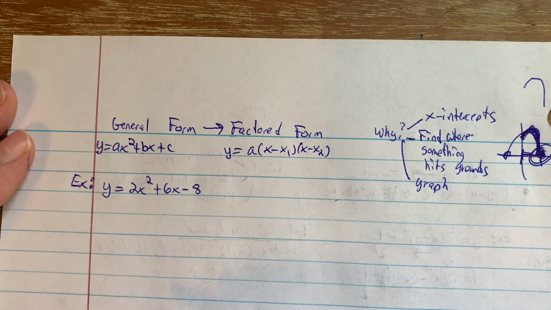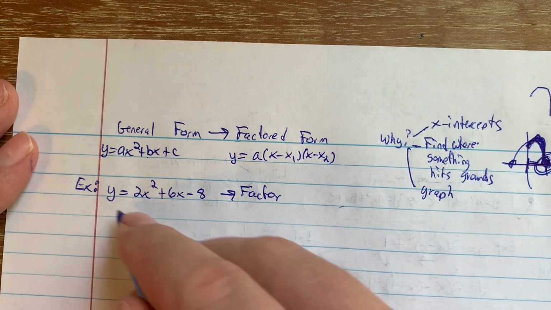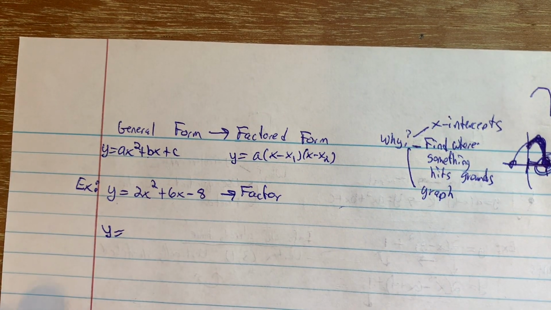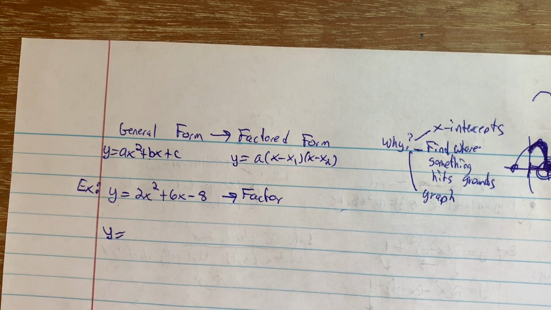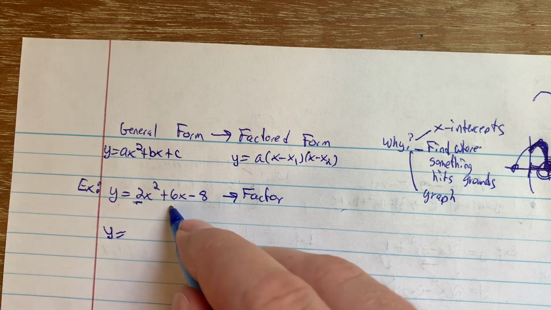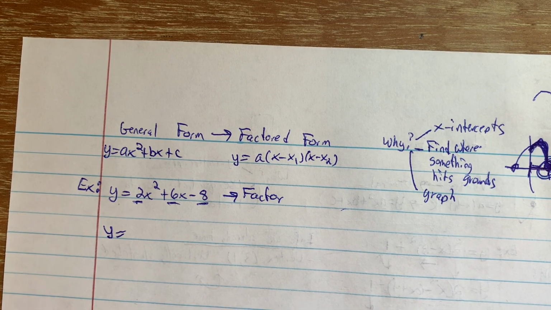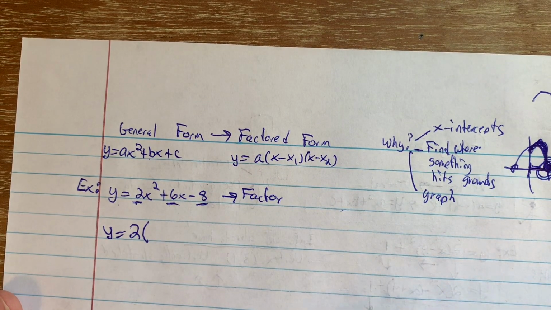How do we go from general form to factored form? Well, we are going to factor. All we're going to do is factor. Now, we need to leave the y equals, but you should already know how to factor, so go ahead and factor this. I hope you noticed that they all have a common multiple. We always look for a GCF first. It's the first thing we do when we're factoring. They all have a 2, and so you needed to factor out the 2.